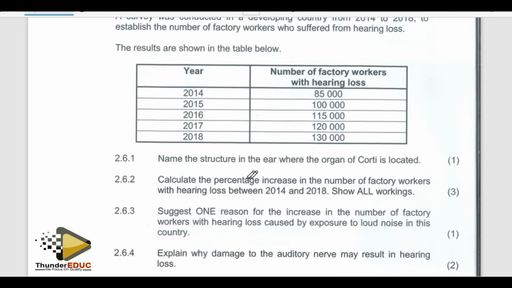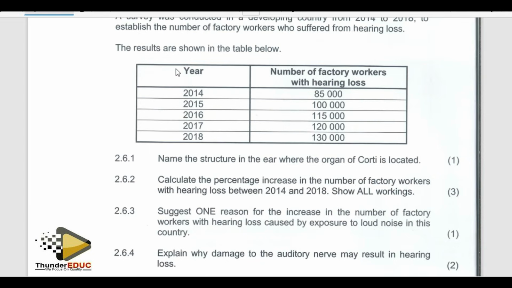Question 1: Name the structure where the organ of Corti is located. Cochlea. We call it the cochlea. Next: calculate the percentage increase. Yes, percentage increase. We like to ask you this, I don't know why. Maybe students don't get it right.